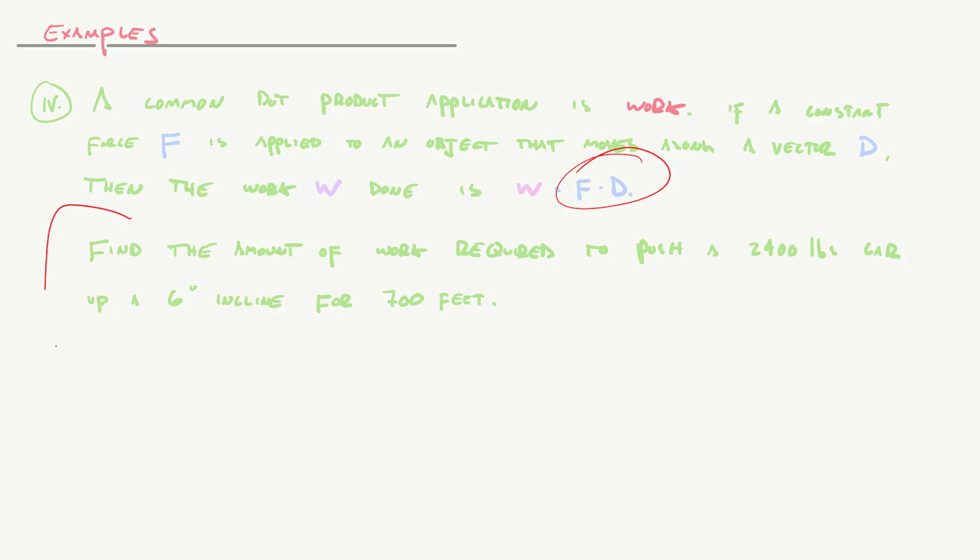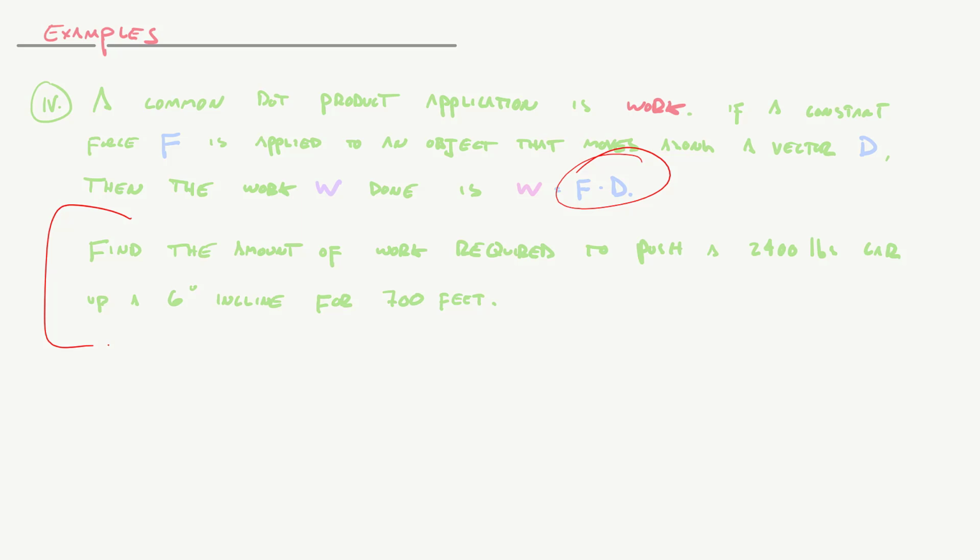So the example is really here. Find the amount of work required to push a 2,400 pound car up a 6-degree incline. And let's say that specific incline is 700 feet. Maybe it's like a super long driveway or something like that. And the car's stalled. That's why we have to push it.